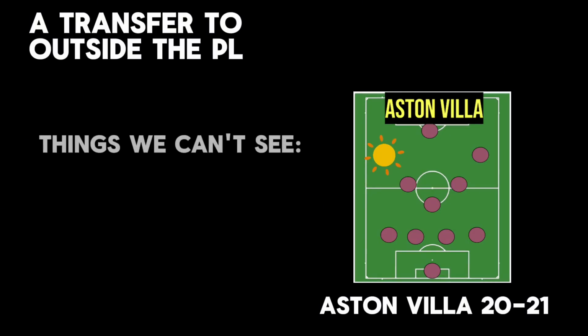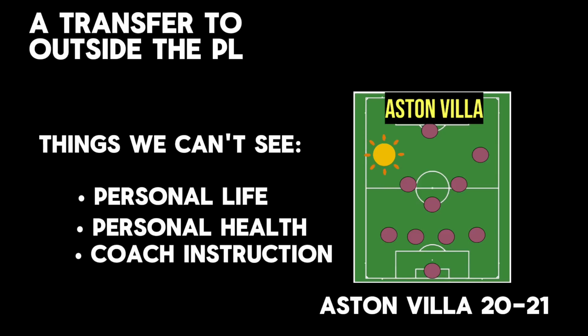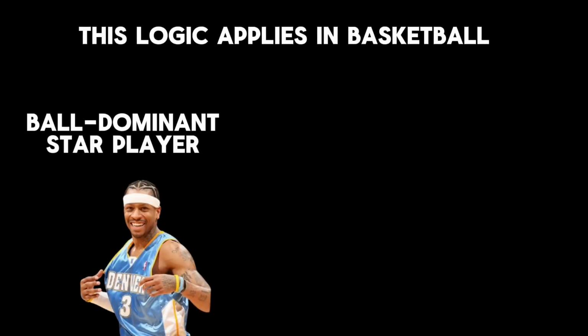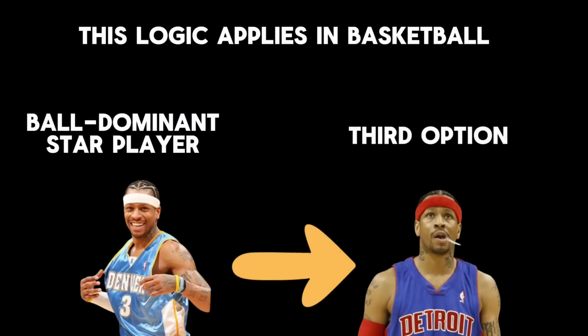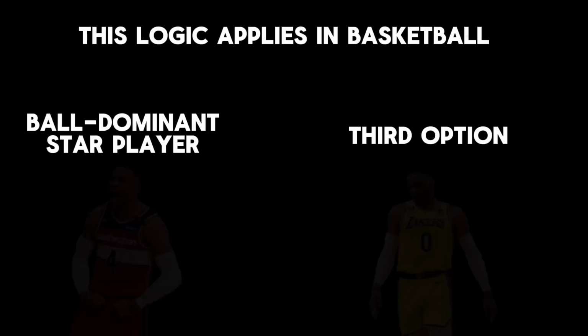Of course, there are things going on off the pitch that we can't see, and tactical instructions from the manager that we'll never understand. But for players like Coutinho, that role is an equally important thing. This same logic applies in basketball. If you take a ball-dominant star player from another team and ask them to be the third option for your team, they might take a while to figure out that role, if they ever figure it out at all. Remember the difference between Russell Westbrook on the Wizards and Russell Westbrook on the Lakers.